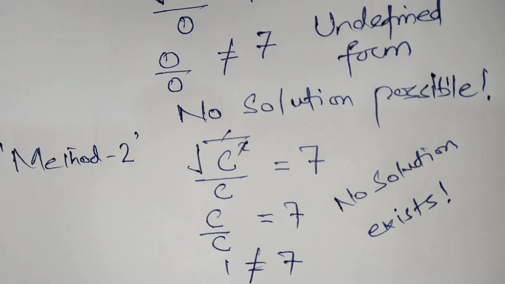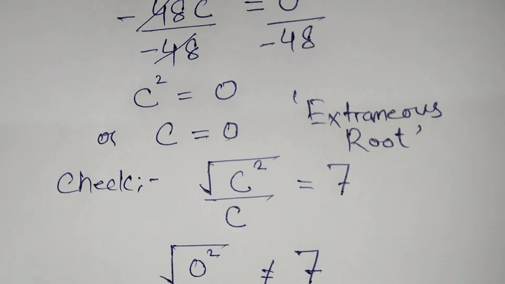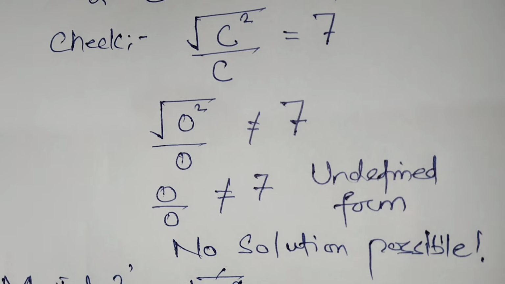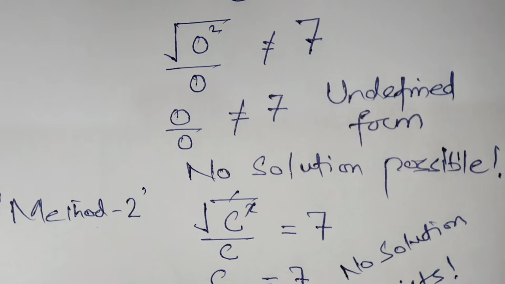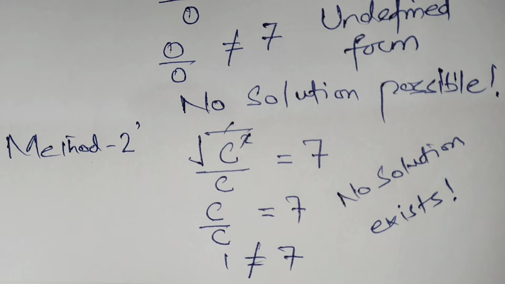And also, we get a value of c in method 1, but this is an extraneous root which does not satisfy the equation. And that's all from this question. I hope you understand both of these methods.